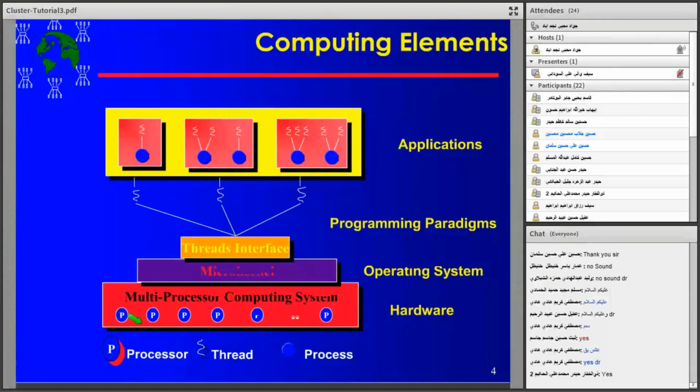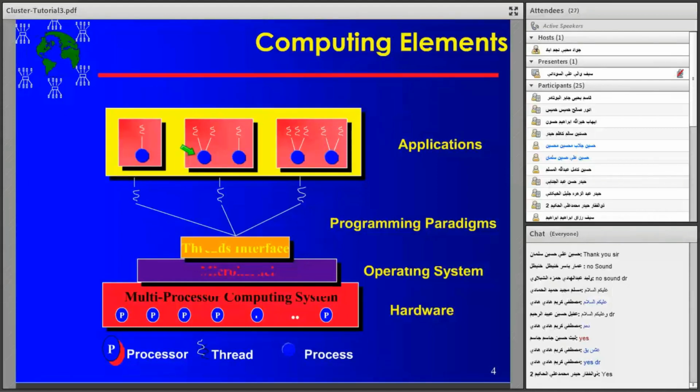Okay, so you can see some processors, and the process should be assigned to the processor by the microkernel. And also you can see the thread interface based on the programming paradigm. Please see the first layer, which is the application layer. In this layer you can see some processes. This process can be a single-thread or multi-thread process.